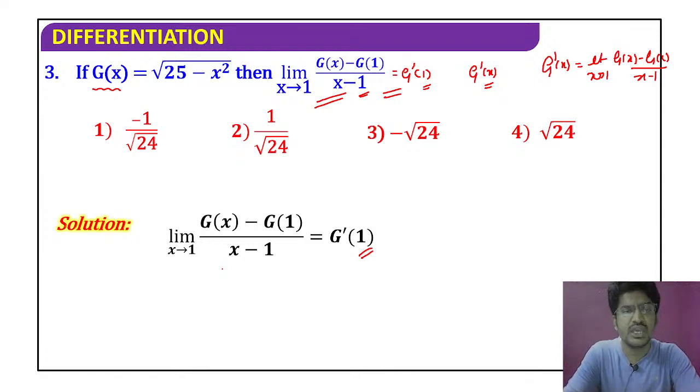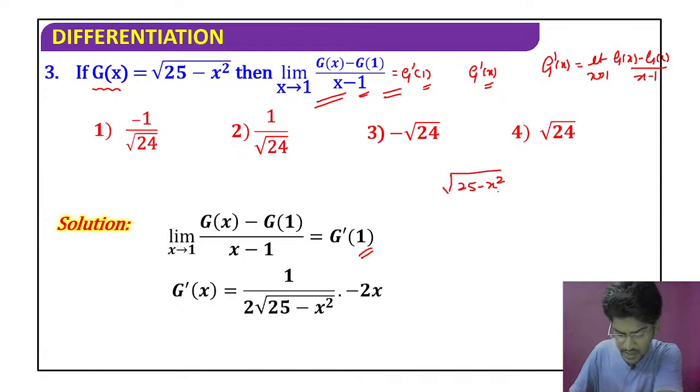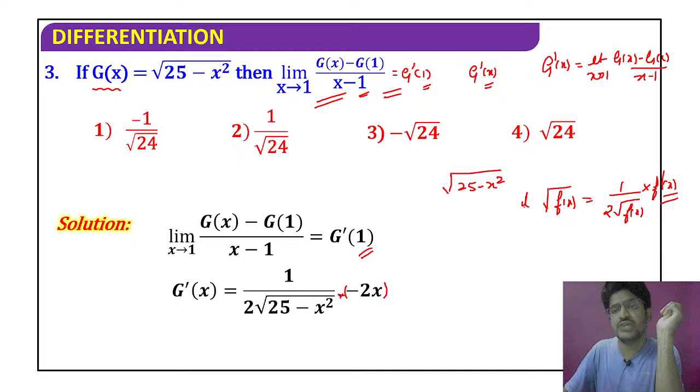Now you can just see, if I differentiate this term, square root of 25 minus x square, we will get 1 by 2 root of 25 minus x square multiplied with minus 2x. So my dear students, you just see the differentiation of root of f of x is 1 by 2 root of f of x into f dash of x. Clear? So by differentiating root of f of x, you can get 1 by 2 root of f of x multiplied with f dash of x.